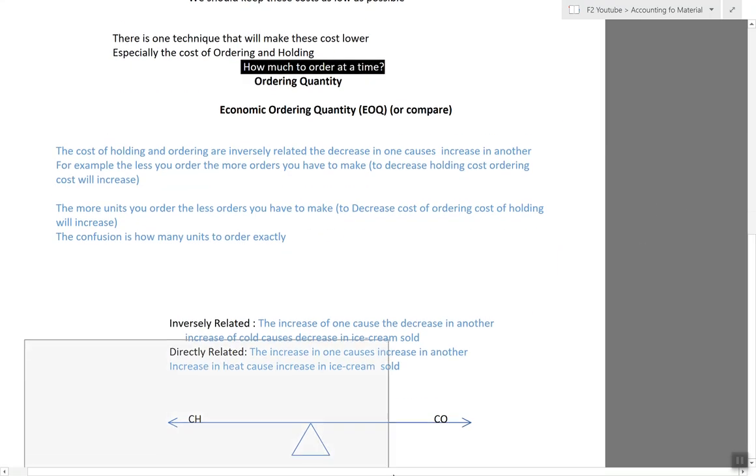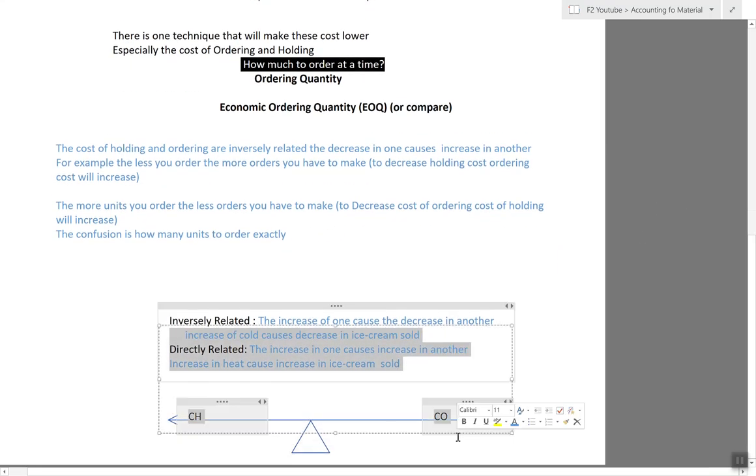They are inversely related. Remember, I previously explained what is a relation and what is directly related and what is inversely related. Inversely related means when one thing increases, another thing decreases. Directly related, when one thing increases, another thing increases with it. So cost of holding and cost of ordering are inversely related.